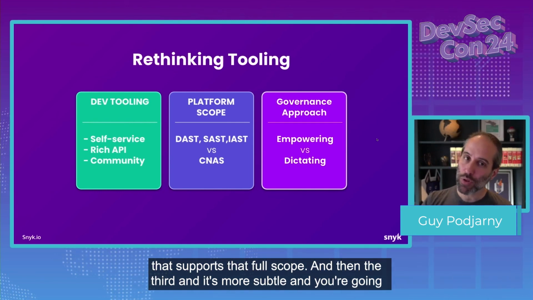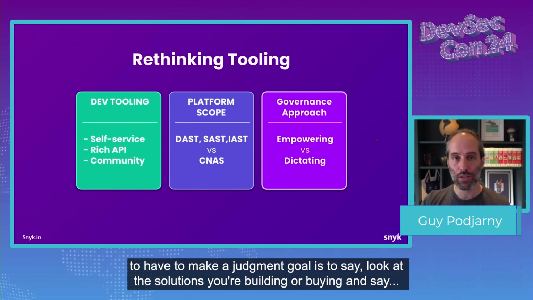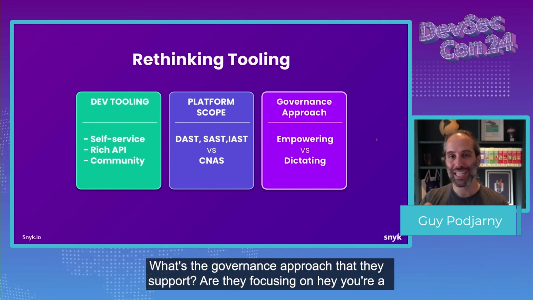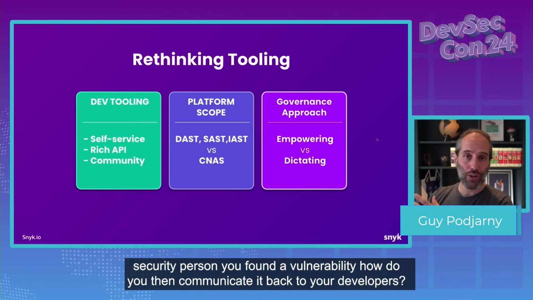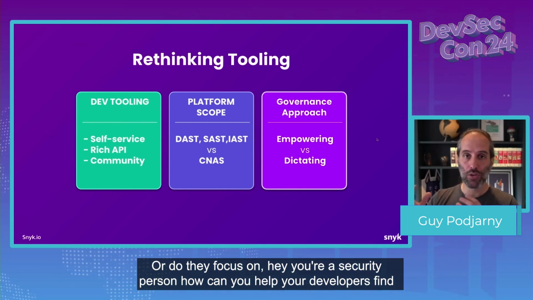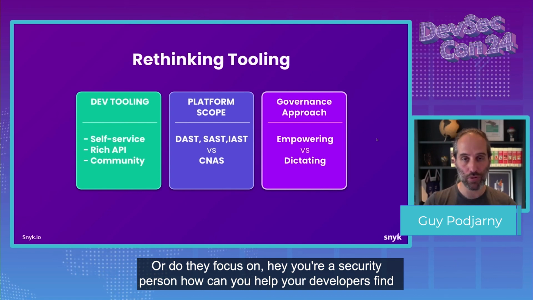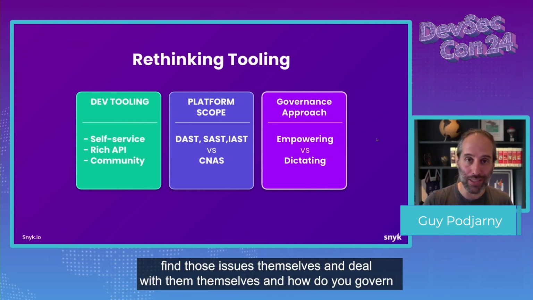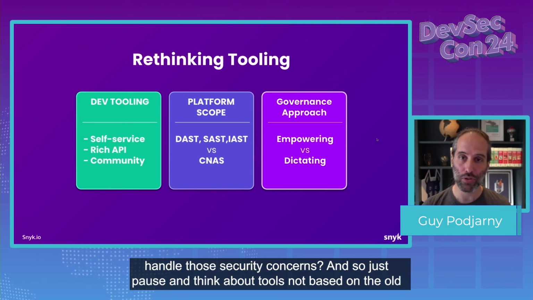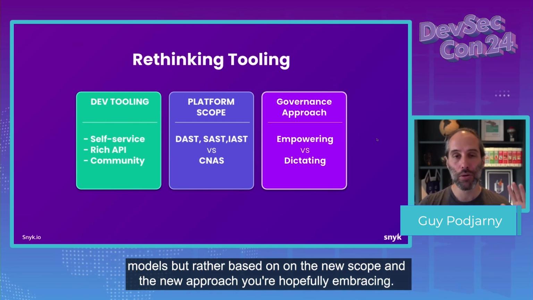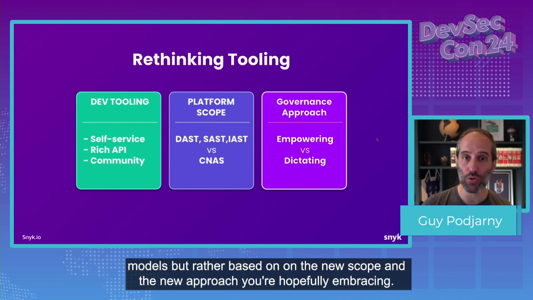And then the third, and it's more subtle, and you're going to have to make a judgment call, is to look at the solutions you're building or buying and say, what's the governance approach that they support? Are they focusing on, hey, you're a security person, you found a vulnerability, how do you then communicate it back to your developers? Or do they focus on, hey, you're a security person, how can you help your developers find those issues themselves and deal with them themselves? And how do you govern their activity? And of course, subsequently, how does this system help those developers handle those security concerns? And so just pause and think about tools, not based on the old models, but rather based on the new scope and the new approach you're hopefully embracing.